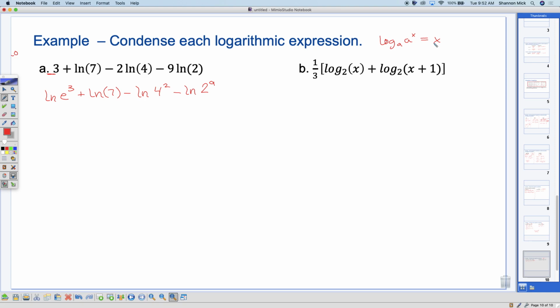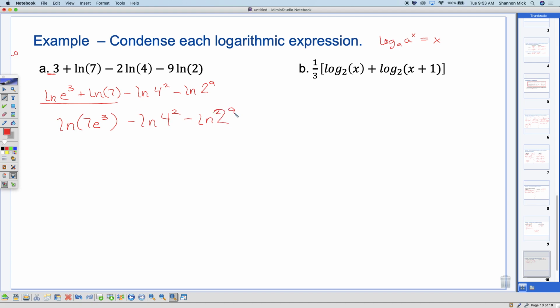Okay, so left to right. What does that say? Plus. Multiplication. So this was the natural log of 7 times e cubed. Yes? And then division, and then division, and then division. Now, here is a trick. Here is kind of a helpful hint.